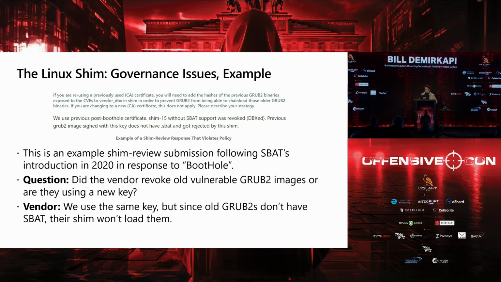Now moving on to the Shim review repository. This is an example submission following SBAT's introduction in 2020 in response to BootHole. The question is, did the vendor revoke old vulnerable grub2 images, or are they using a new key? The vendor said, we use the same key, but since old grub2s don't have SBAT, the Shim won't load them.